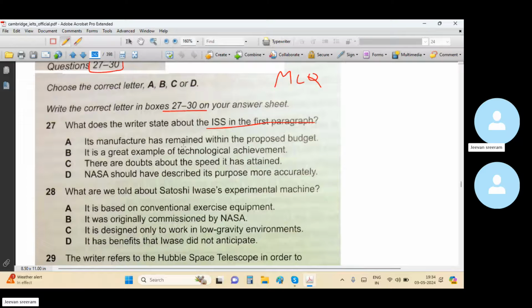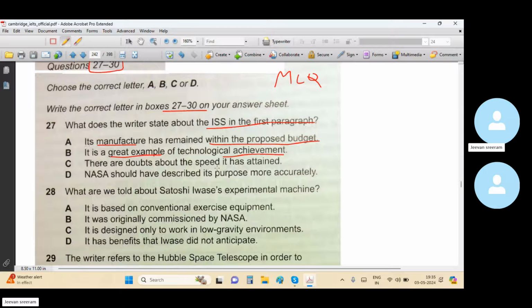Its manufacture has remained within the proposed budget. Keywords are manufacture within the proposed budget. So if you remember these two key phrases, you will be able to recollect the overall meaning of this statement. Manufacture within the budget, so manufacturing cost within the budget. Second option, the great example, technological achievement. Okay, it is a great work, a great achievement, technological success.